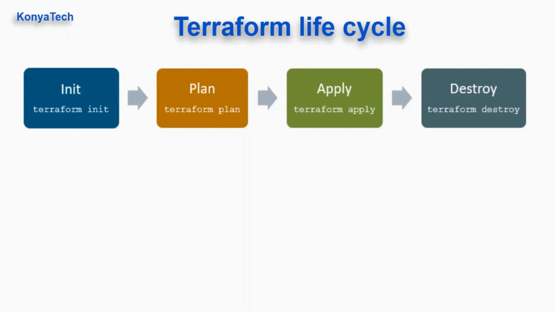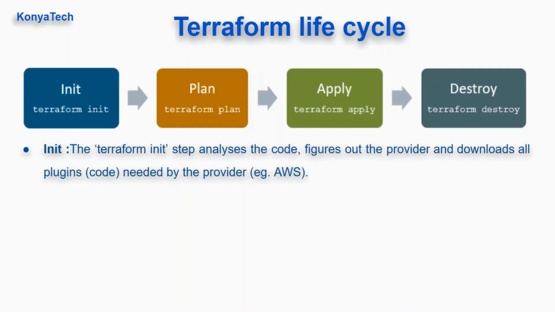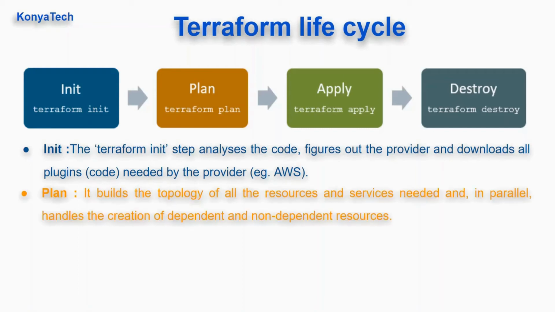Next, the Terraform lifecycle. In the Terraform lifecycle, we have four steps: init, plan, apply, and destroy. So what is init? The Terraform init step analyzes the code, figures out the provider, and downloads all the plugins needed by the provider. Suppose we want to create an EC2 instance in AWS, it will download the AWS plugins and initiate the steps. The second one is plan.